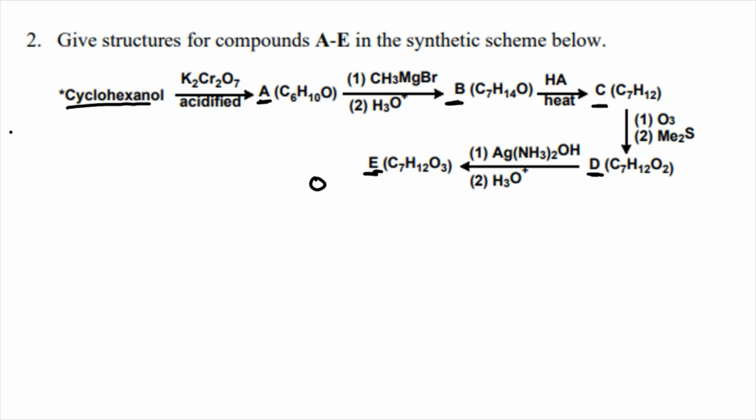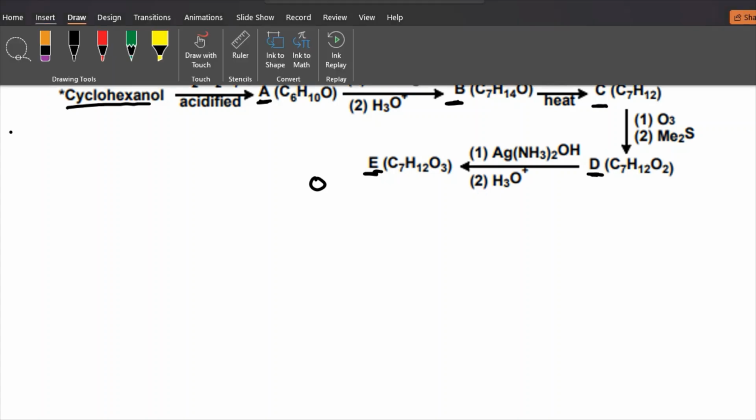Question 2 says, give structures for compounds A to E in the synthetic scheme below. So they did not necessarily require mechanisms for this, but I'm going to provide some mechanisms that I feel are very important for you to know in organic chemistry. Okay, so let's start.